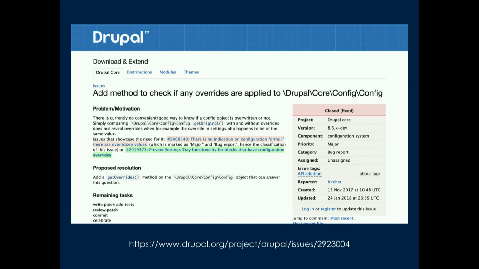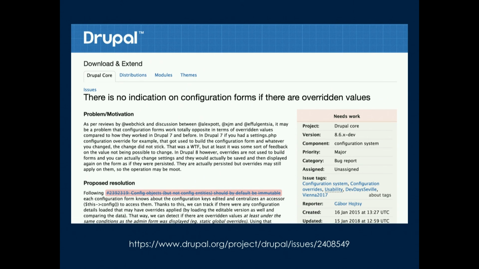So a new method was created on the config class, and it checks to see if a value is overridden. This just got committed a couple weeks ago, I think, a week ago. And so now that that's done, we may start to see an indicator at the top of forms if a value is overridden.